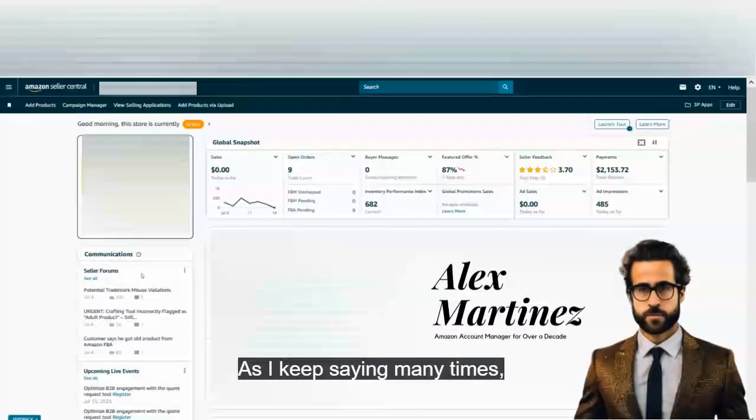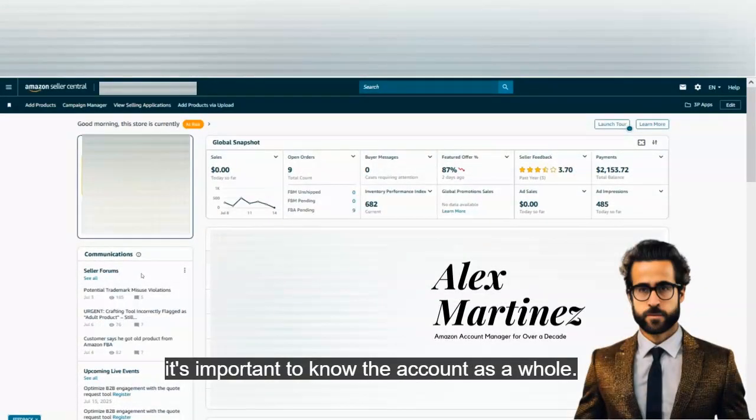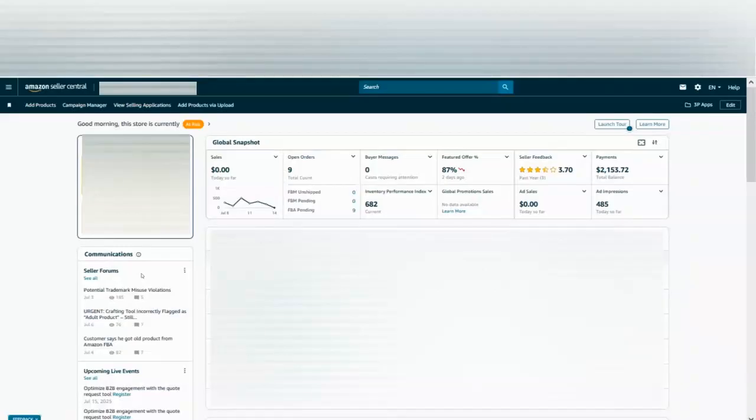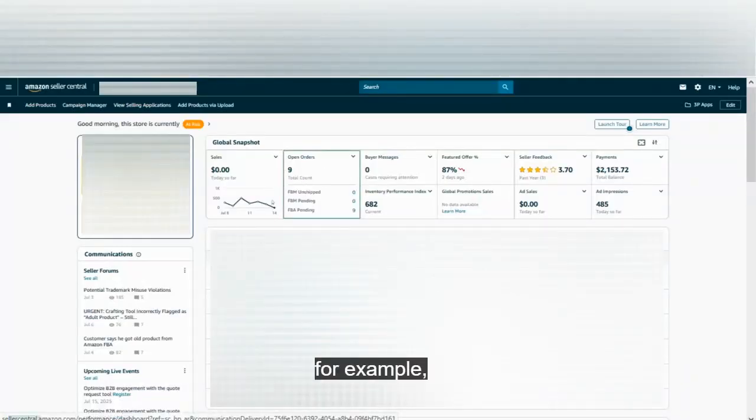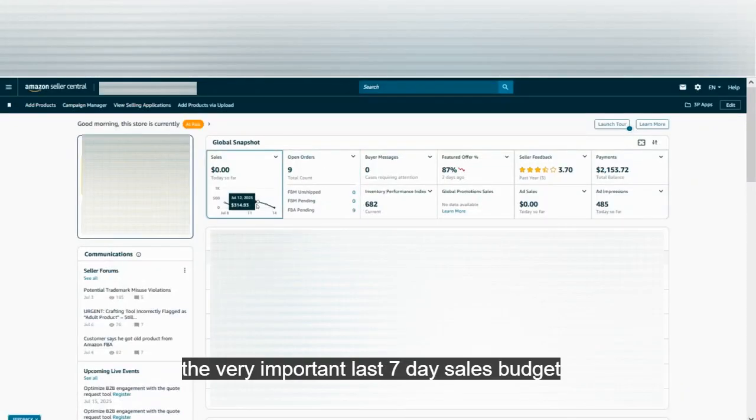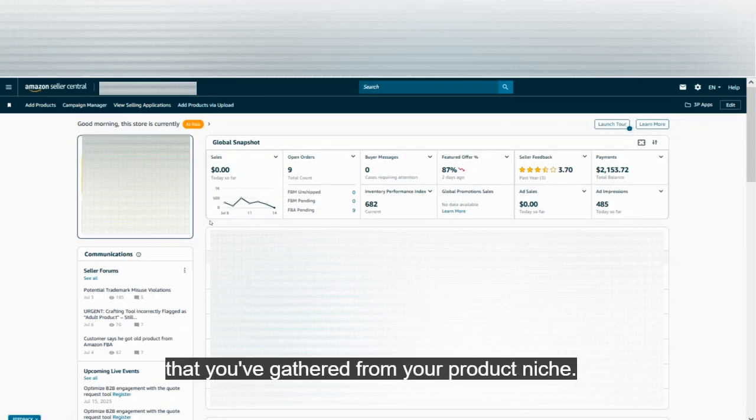As I keep saying many times, it's important to know the account as a whole. So if you're looking at, for example, the very important last 7 day sales widget, and you notice that sales aren't very good, or they are very good and they're not supposed to be good, you can identify it there along with the facts that you've gathered from your product niche.